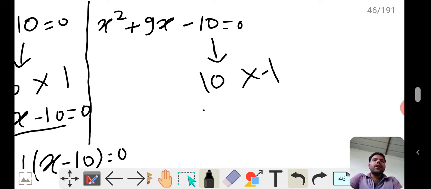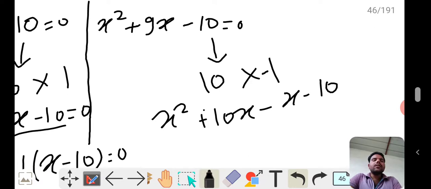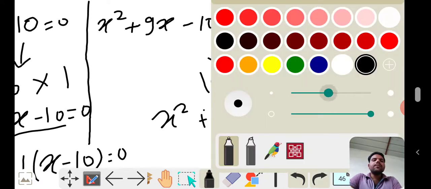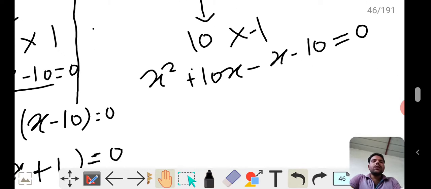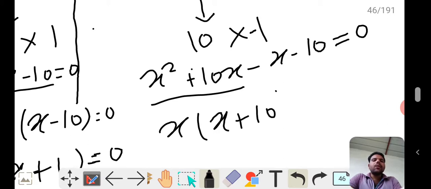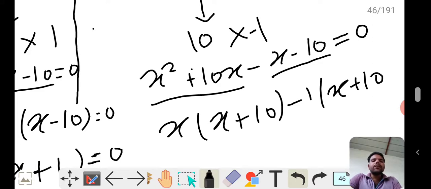So we can write this equation as x square plus 10x minus x minus 10 is equal to 0. If we take x as common from the first term, we will get x into bracket x plus 10. Or if we take minus 1 as common from the second, we will get x plus 10 here.